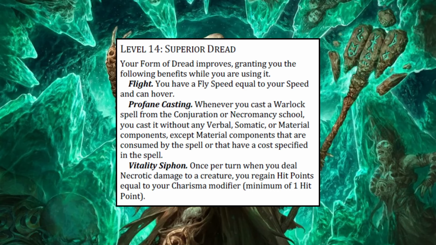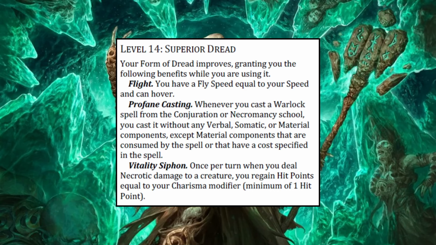All right, last off at level 14, we get Superior Dread. This is an entirely new feature. So your form of dread improves, granting you the following benefits while you are using it. So that is important there. The first of these benefits is flight. You have a fly speed equal to your speed and can hover.